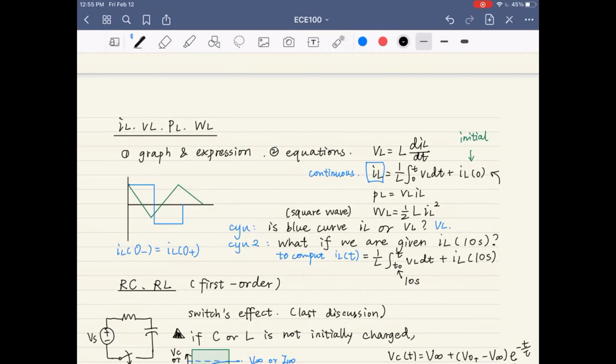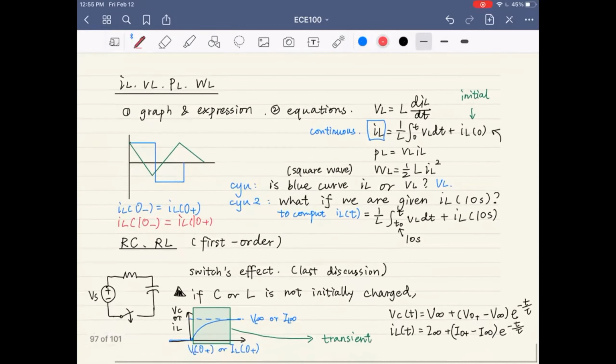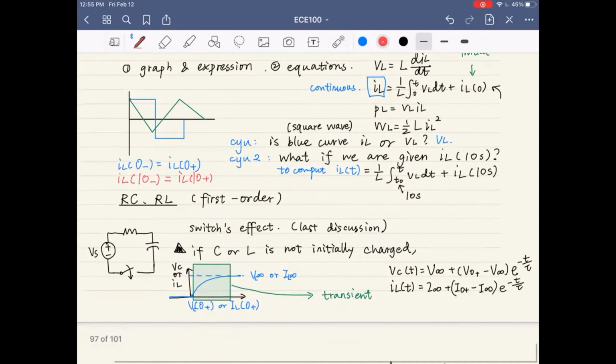But this time, our equation on the left becomes IL at 10 minus equals IL at 10 plus. They're basically the same, right? Just a shift in the time domain. It does not change its behavior. Okay. So if you don't have any other questions, I will move on.